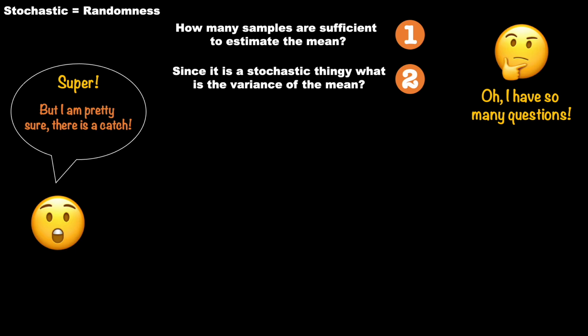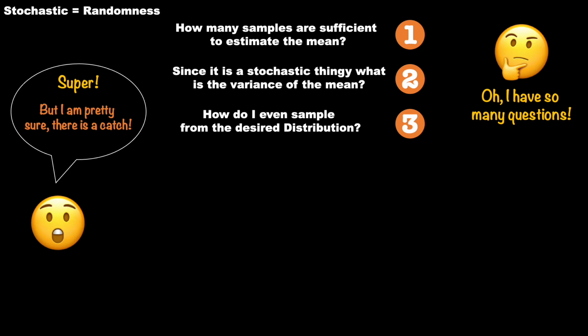You see, there is a reliance on randomness, so you would not always get the same expected value every time. But quite frankly, the most important question here is, how do we even sample from the desired distribution? While these first two questions are legit and I would answer them at one point in the series, for now we really just focus on question number 3, which is about how we sample from our desired distribution.